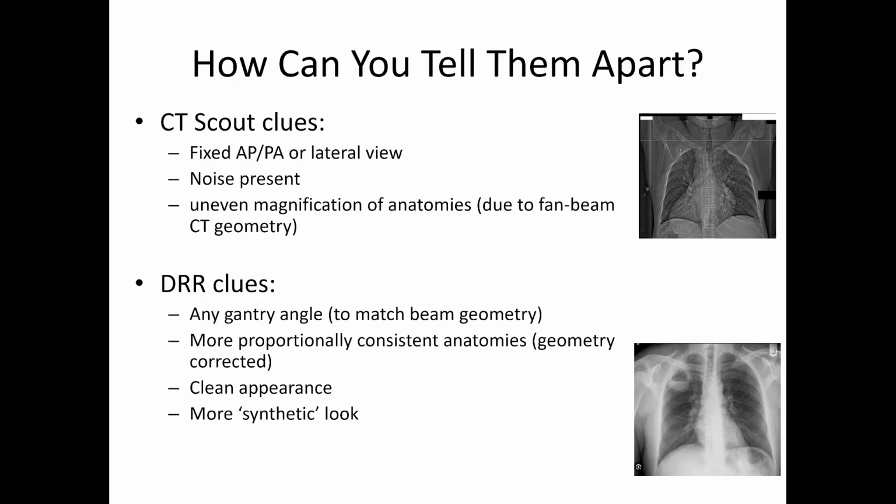Second, geometry. Because a CT scout is acquired with a fan beam, anatomy can appear unevenly magnified depending on its distance from the detector. A DRR is geometrically corrected, so anatomical proportions appear more consistent across the image. Third, angle and clinical context. CT scouts are limited to fixed views such as AP, PA, or lateral. DRRs can be generated at virtually any gantry angle to match treatment beam geometry.